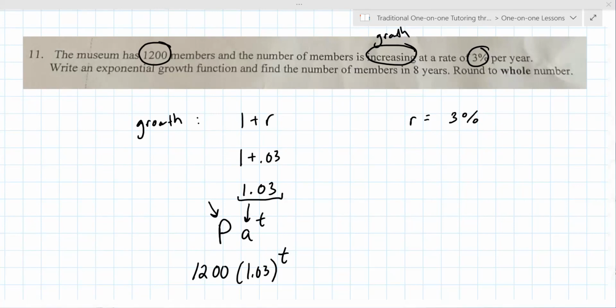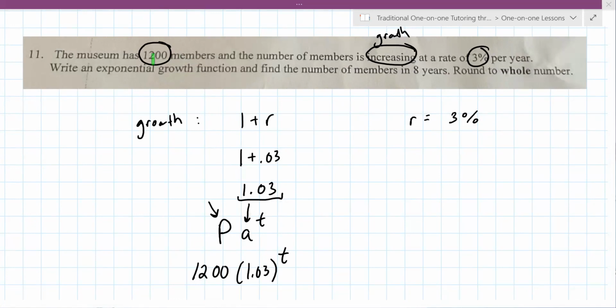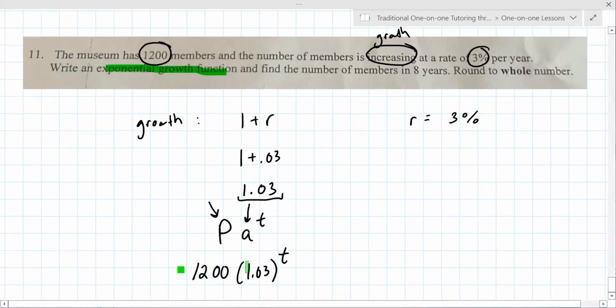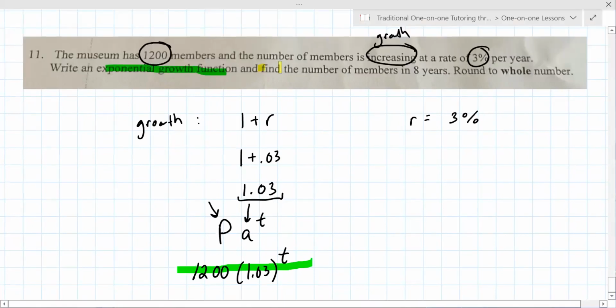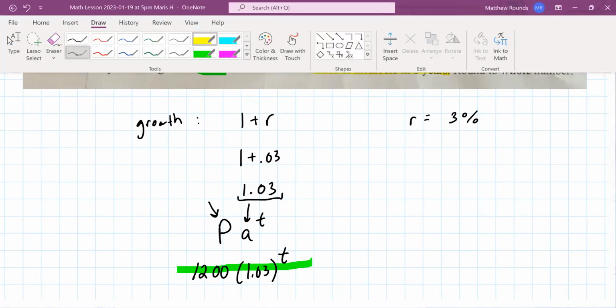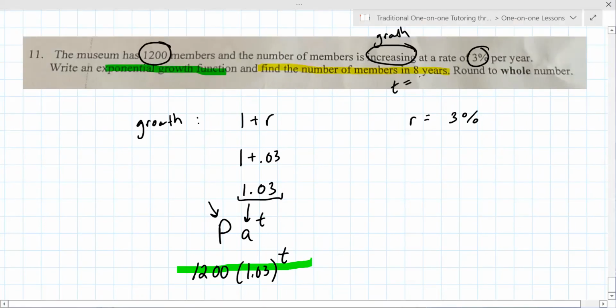Sometimes they're given like they are here. Sometimes you have to do a little bit to figure them out. It does say to write an exponential growth function. So we've done that. Yay, we got that part done. But now you have to find part B here, find the number of members in 8 years. So that means that T is equal to 8.